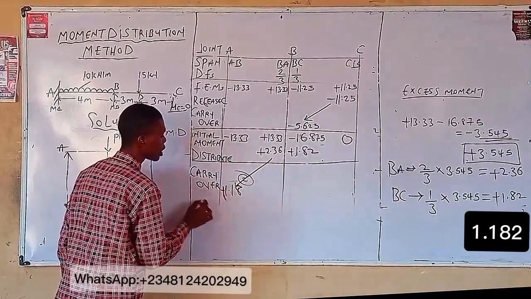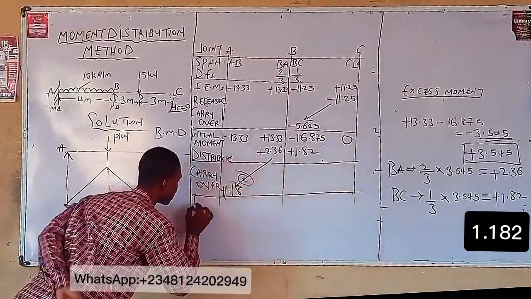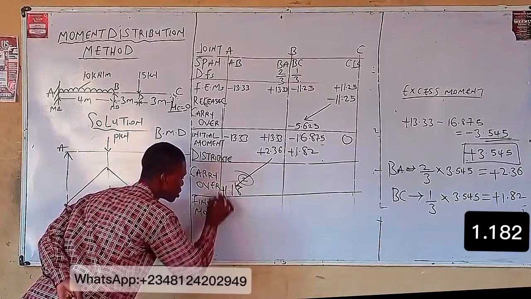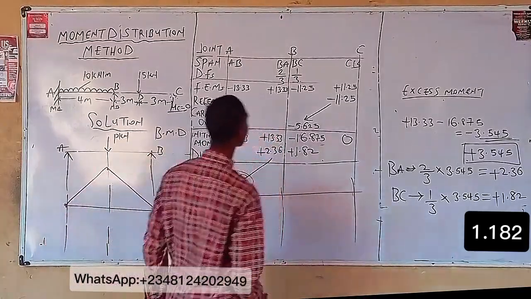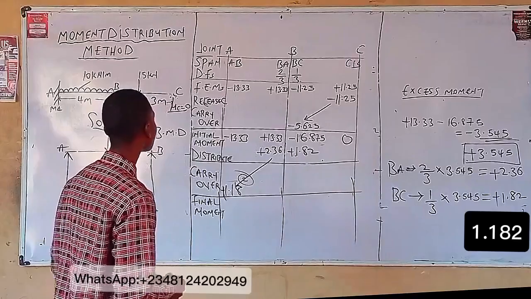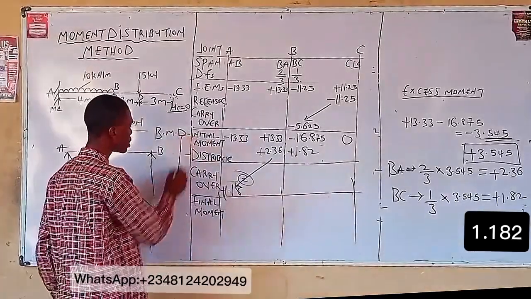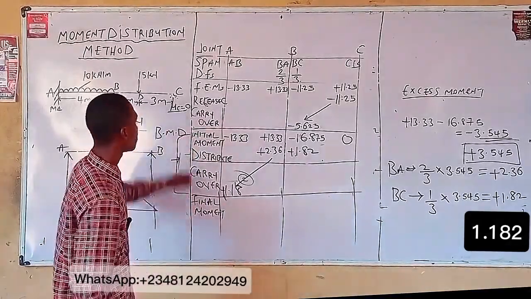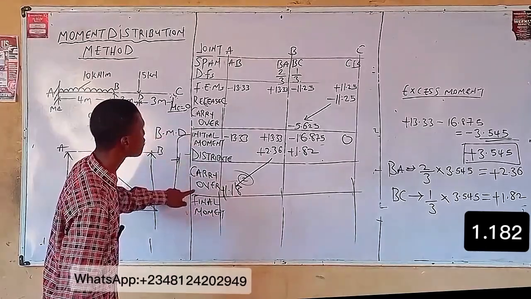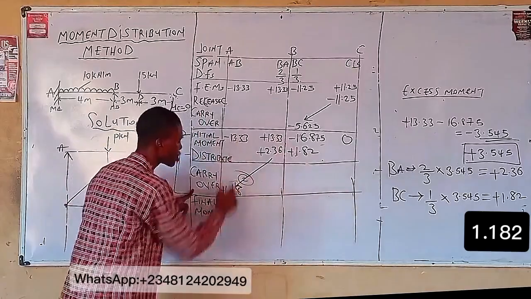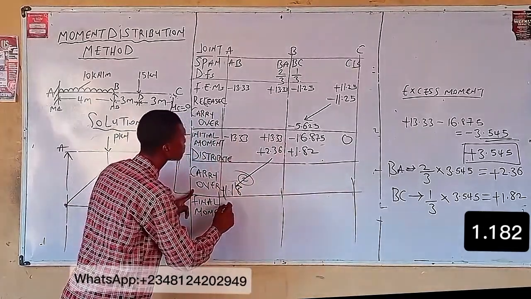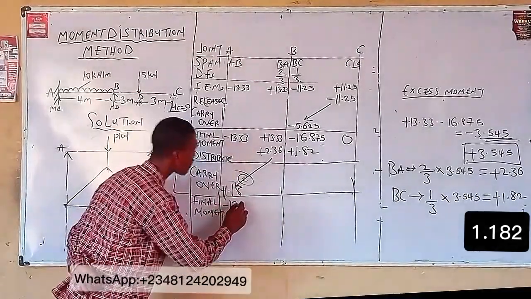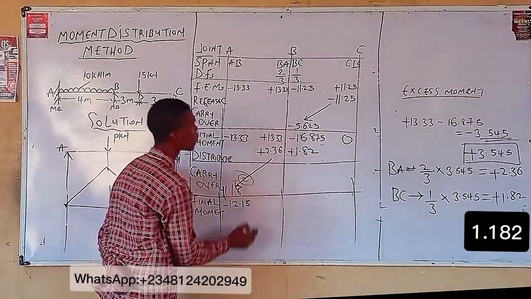So carry over. Now take the final moment. Taking your final moment, sum all these values up, from the initial moment up to this carryover. What do you have? Tell me the value at each joint. For this first one, what's the value? Is it minus 12? Yeah, minus 12.15. Now solve this. What do you have?